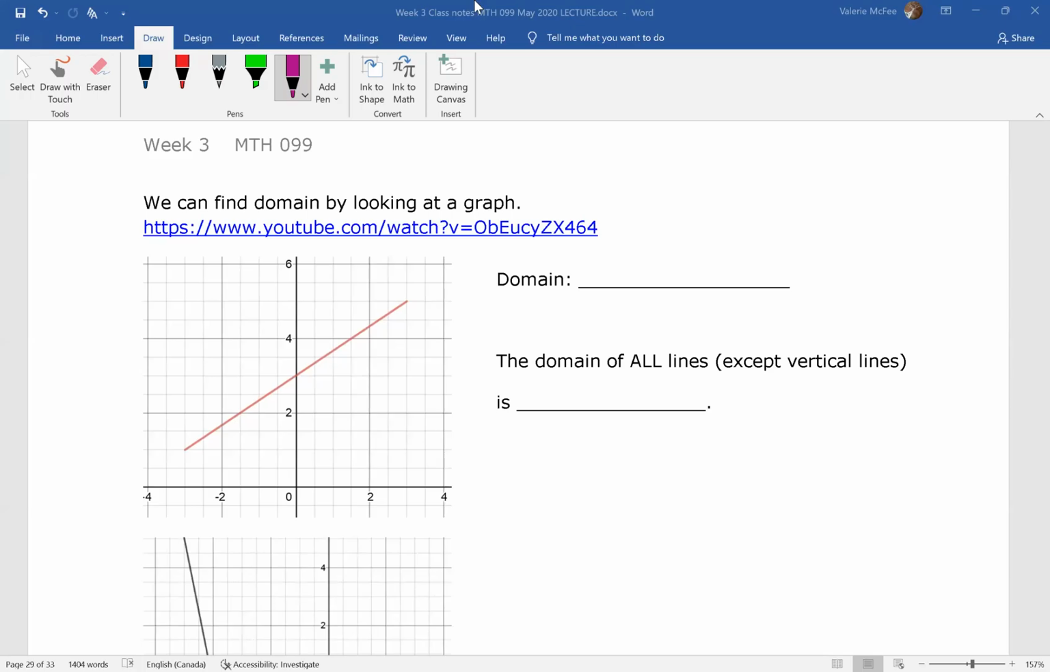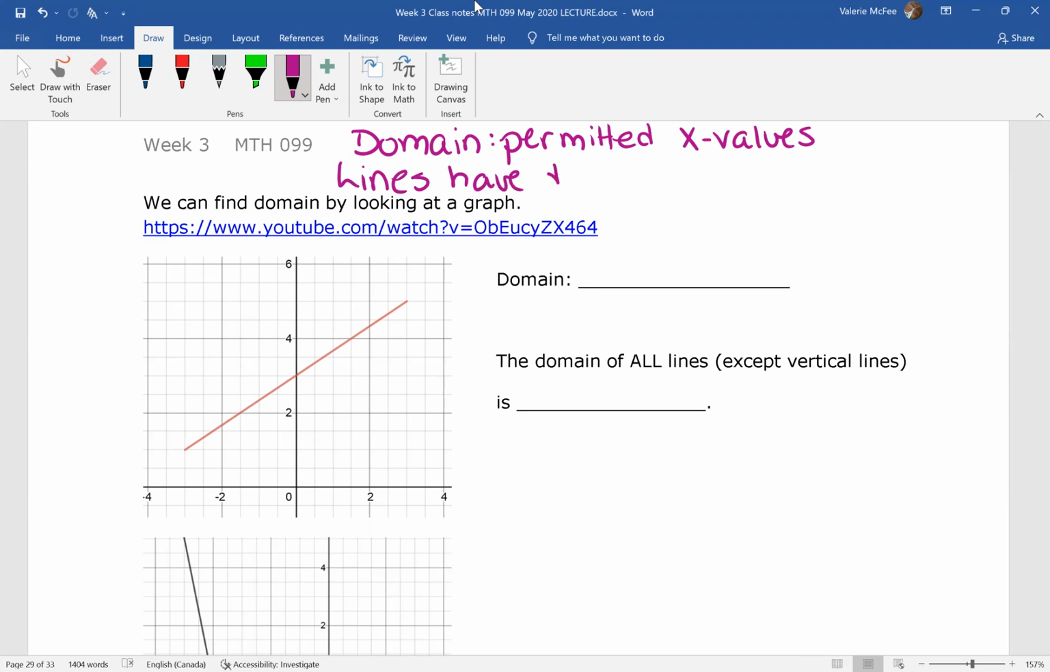So we were talking about the domain of a function. We said that the domain is all of the permitted x values. We said if we were talking about linear equations, they had a domain of all real numbers, unless, of course, it's a vertical line. We also said that the denominator of a fraction cannot equal 0.